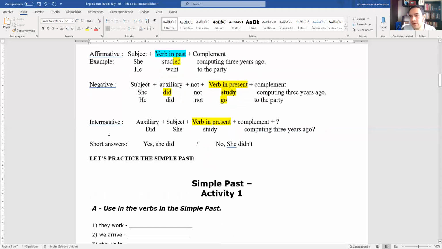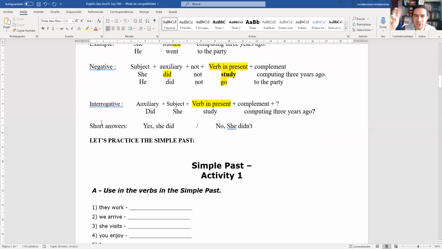Okay? Interrogative form, well, I just change the position of the auxiliary. I put the auxiliary first. Será la única vez donde va el auxiliar primero, cuando sea una pregunta. El resto siempre va a ir el sujeto. Then, the subject, ¿no? Plus the verb in present, plus a complement, okay? And very important, the question mark, okay? The question mark. So example, did, no, auxiliary did for everything. She, the subject, study, the verb in present, computing 3 years ago.